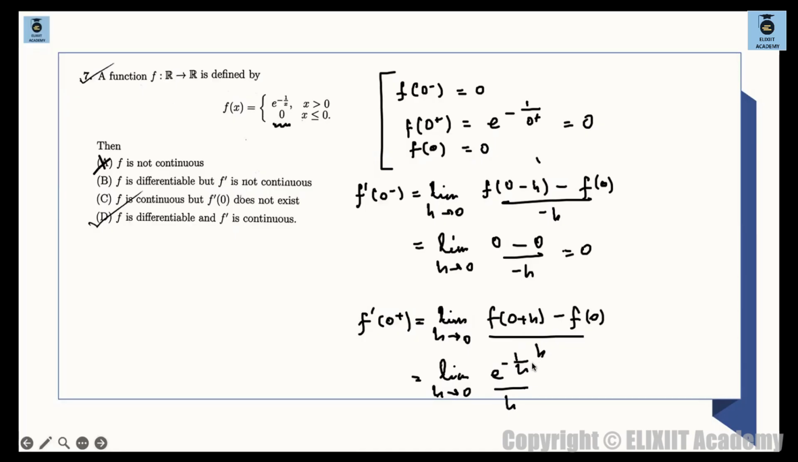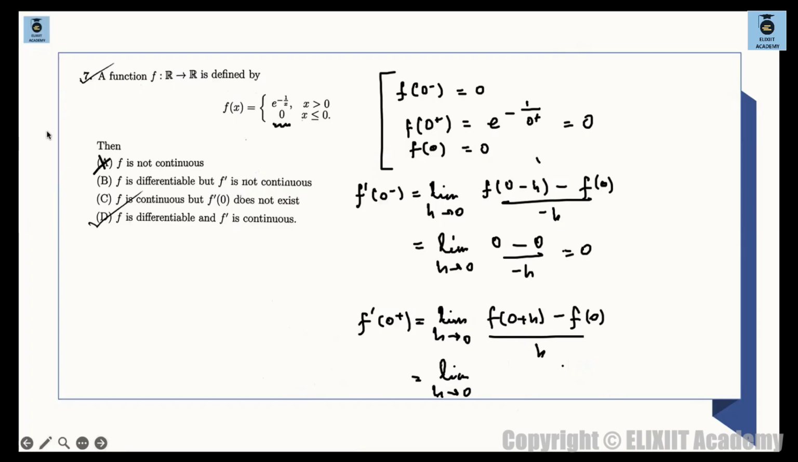Now as h tends to 0, this is of the 0 by 0 form. If you try to solve this using L'Hopital's rule, the powers will keep on increasing. If you differentiate, the derivative of e raised to the power of minus 1 by h is e raised to the power of minus 1 by h into the derivative of minus 1 by h, which is 1 by h square, and below we have h, so 1. Once you differentiate, this 1 by h square comes down, and if you differentiate h square again it becomes 2h, but this term will remain, so extra terms will keep on getting generated. So instead we modify this thing and solve.